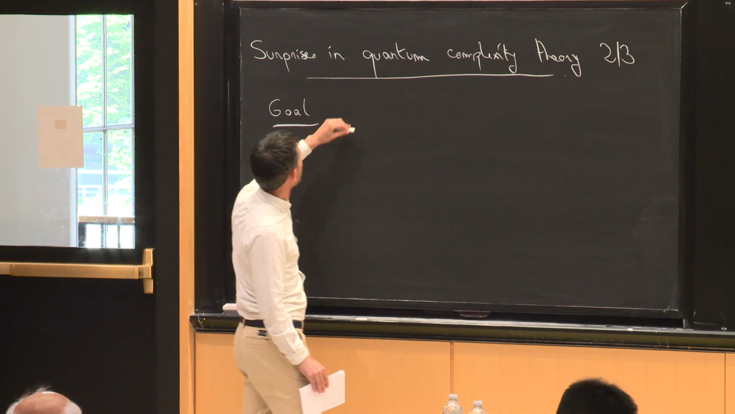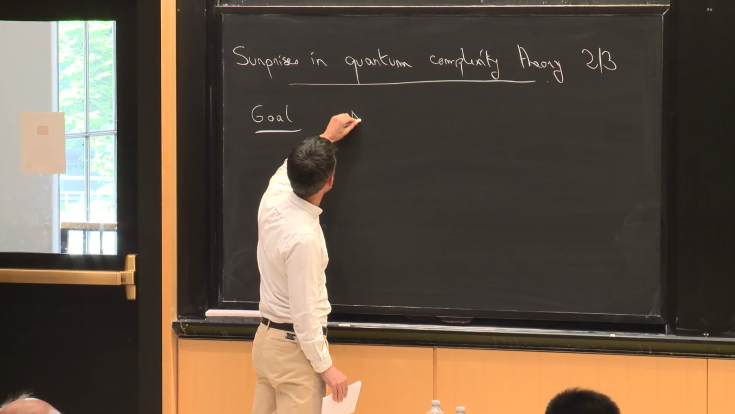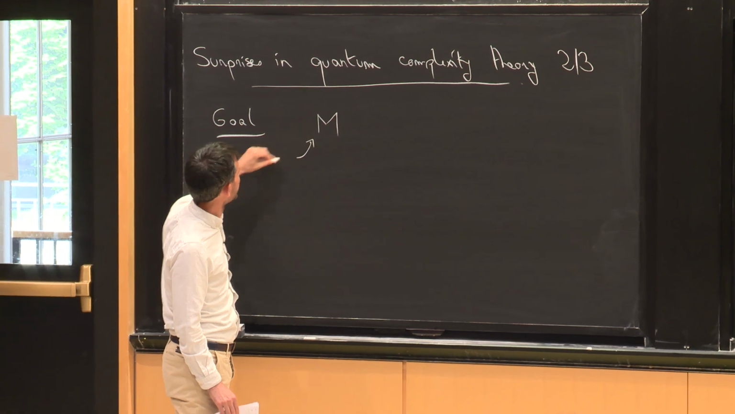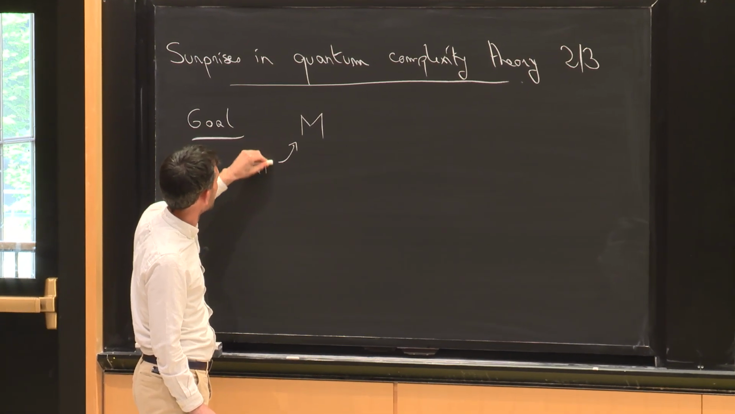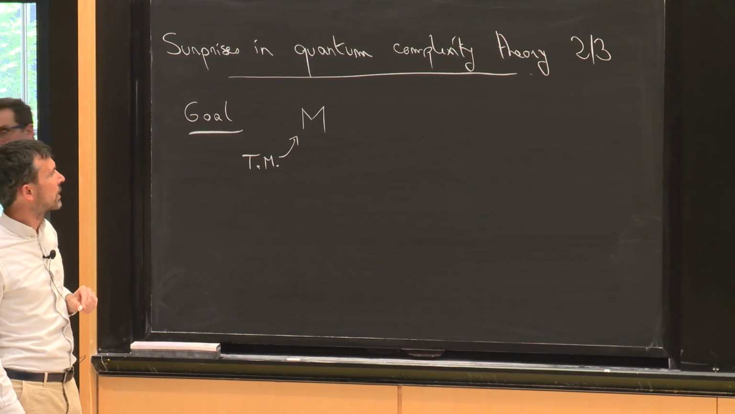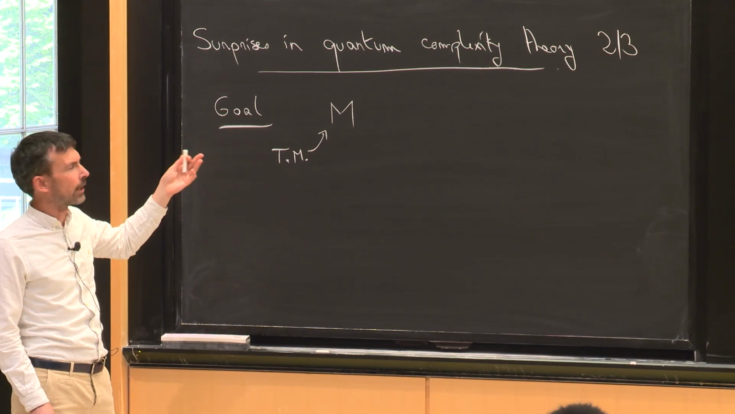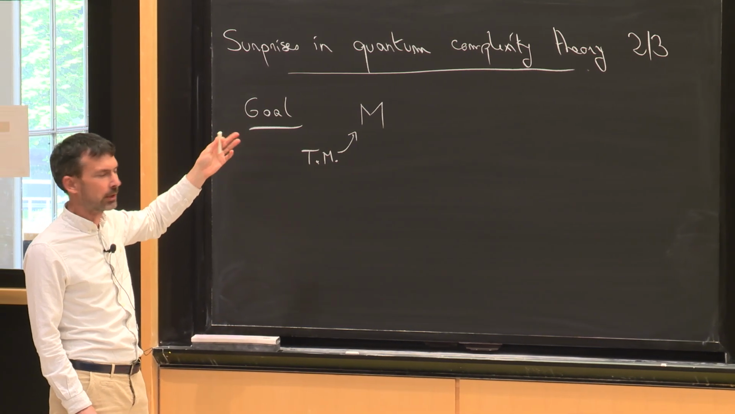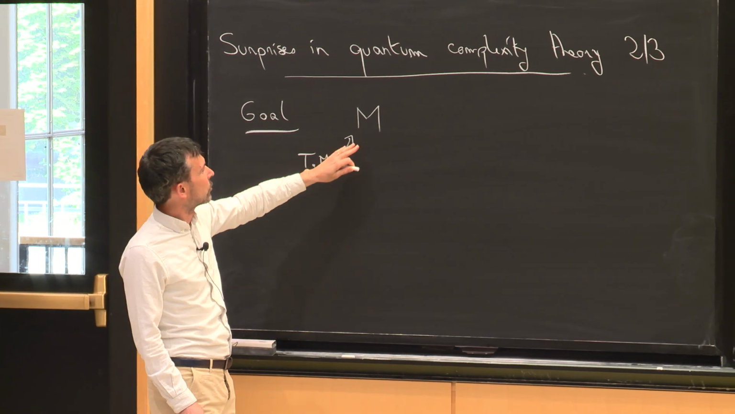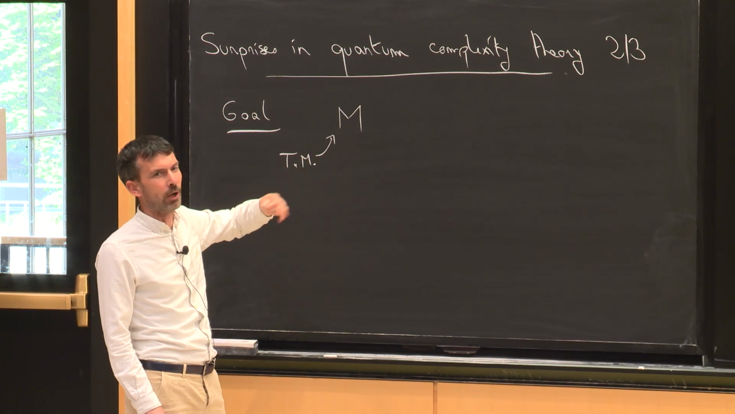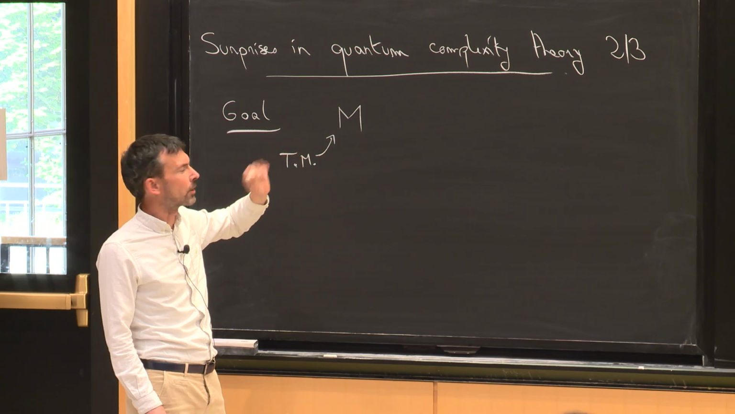So the goal is to transform an input to the halting problem, which is just a Turing machine. So this M is a Turing machine. I'll abbreviate it often as TM. If you don't know what Turing machines are, it's okay. Think of it as a piece of code, an algorithm, could be code in Python, in C, whatever. And the question in the halting problem is, suppose that I execute this code, is it going to halt or not? And that's an undecidable problem.